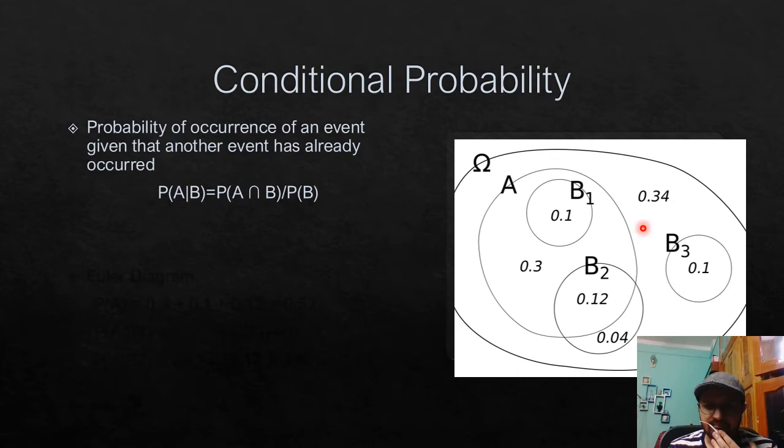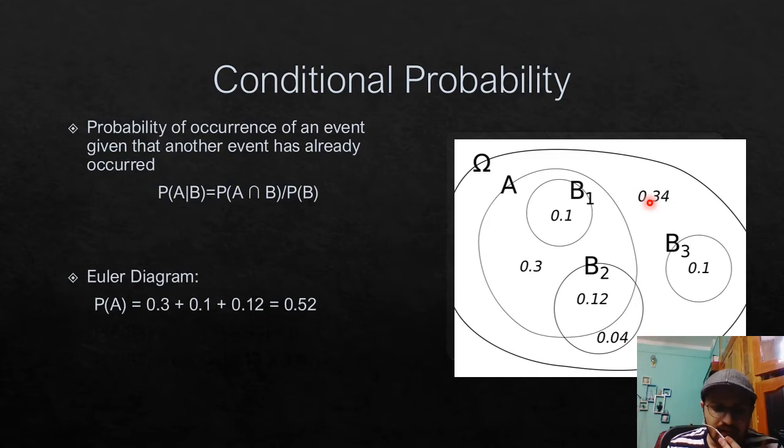So here is the famous diagram known as Euler's diagram. This represents the universal set with a probability of 1. These are different events A, B1, B2 and B3 with respective probabilities. B1 here has the probability 0.1, B2 has the probability 0.12 plus 0.04. This is the event A, which has the probability of 0.3 plus 0.1 plus 0.12. Similarly, B3 has a probability of 0.1, and the universal set minus all these sets has a probability of 0.34. So what's the probability of A? It's 0.3 plus 0.1 plus 0.12, as already told before, it's 0.52.